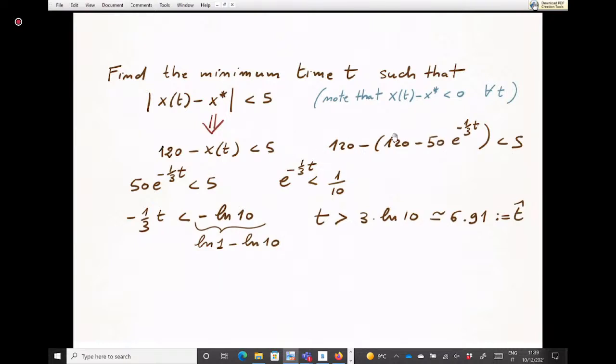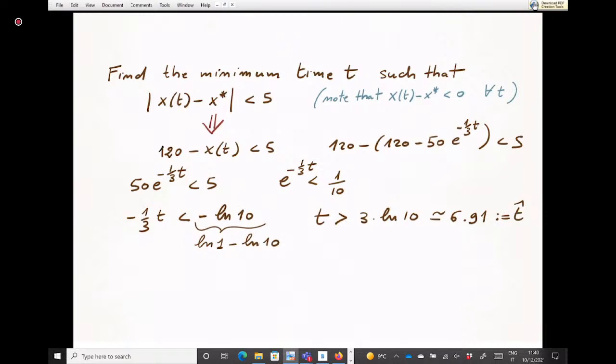This means this disappears. This means 50 exponential minus 130 less than 5. So exponential minus 130 less than 1 over 10, minus 130 less than the logarithm, minus the logarithm of 10, which is the log of 1 minus the log of 10, divide and multiply by minus 3, and change the sign of the inequality. T larger than 3 log of 10, which is about 7 years, okay?